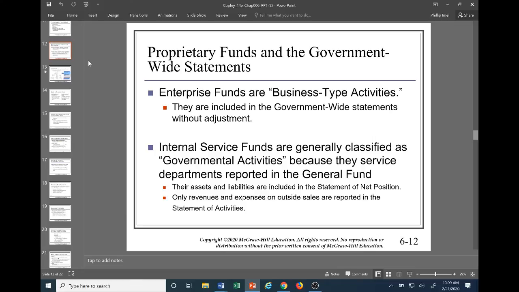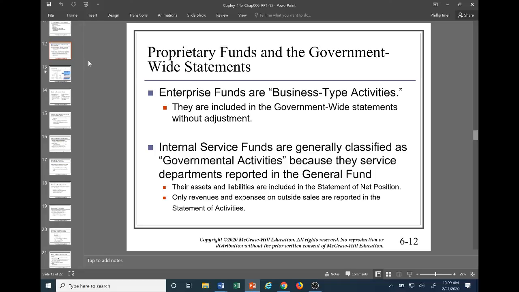Internal service funds are generally classified as governmental activities because they service departments reported within the general fund or the general government. Either way you want to look at it. Their assets and liabilities are included in the statement of net position, and only revenues and expenses on outside sales are reported in the statement of activities. Okay? So it makes sense. So only stuff outside is what we report in the statement of activities, right? So that's a good little thing to remember there.